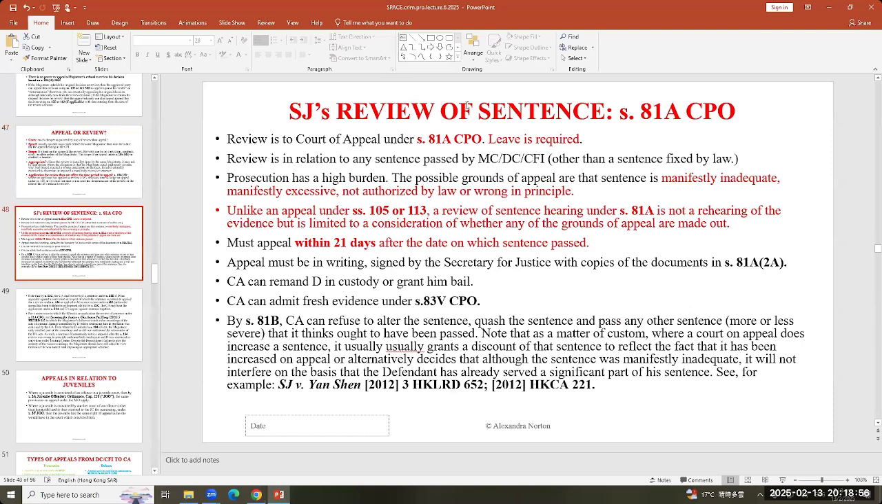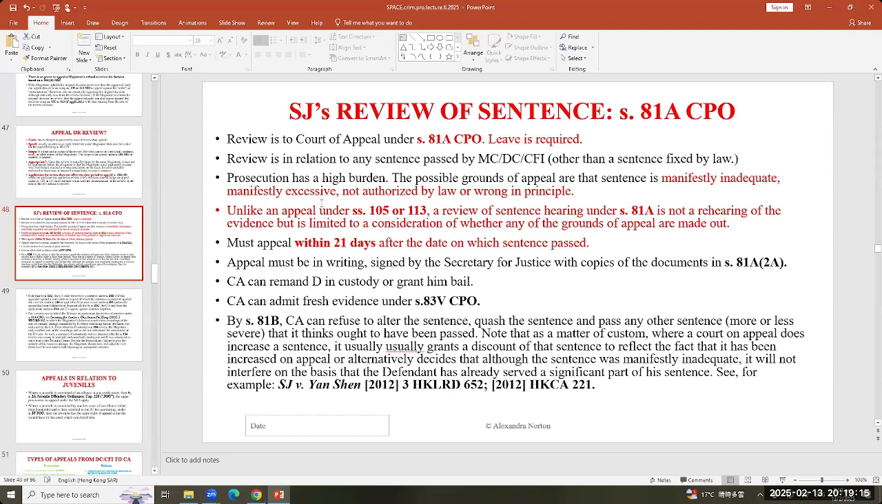Secretary for Justice can review a sentence that was passed, but they need leave. And they can review a sentence in the MCDC or CFI using this provision of Section 81A. They can argue that the sentence is manifestly inadequate or manifestly excessive.